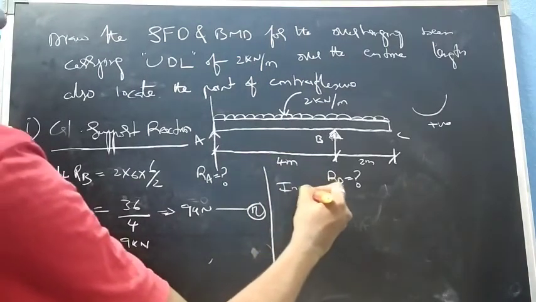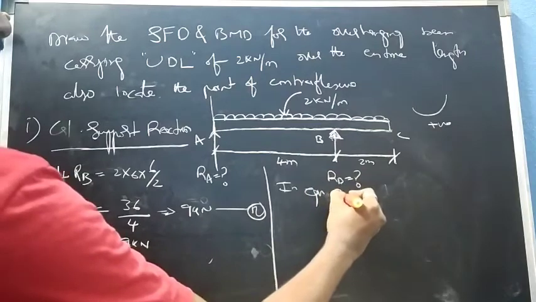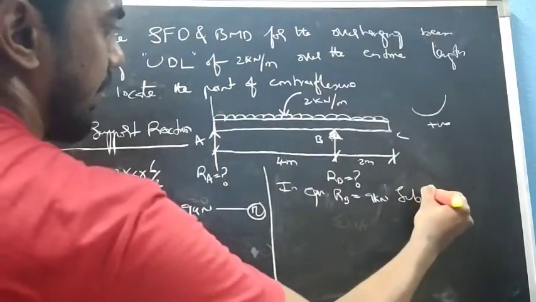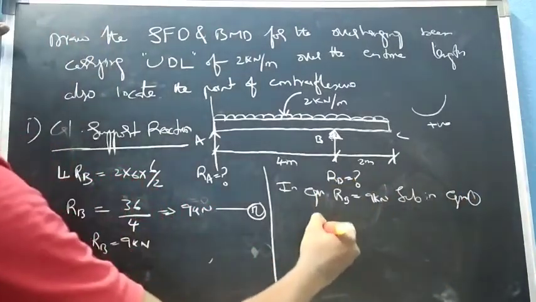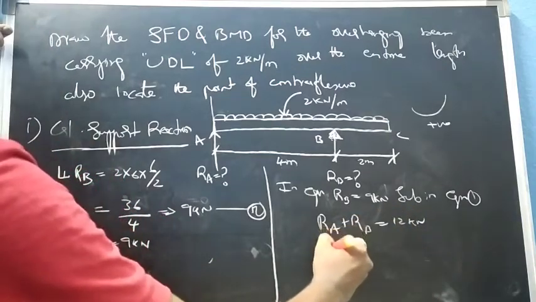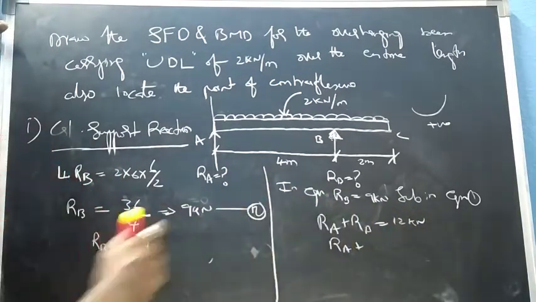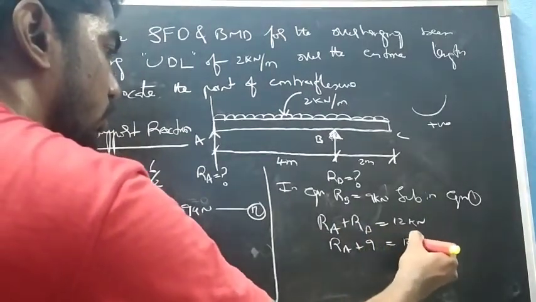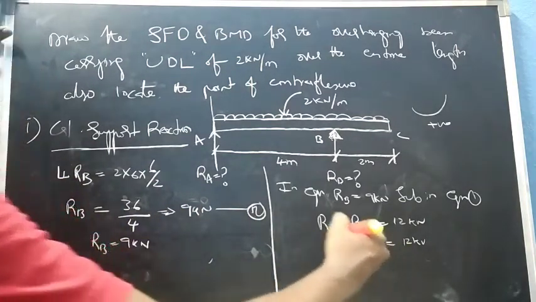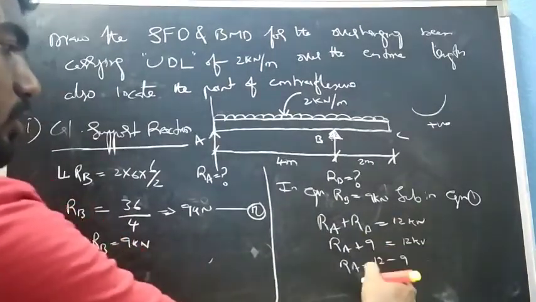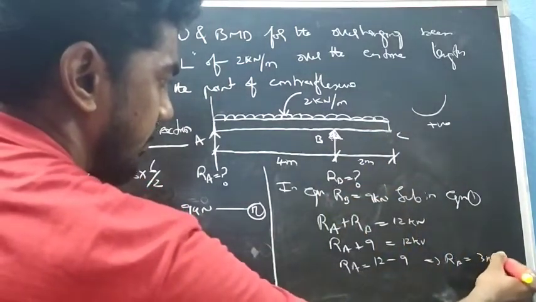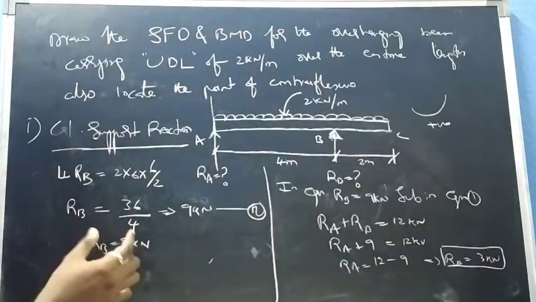So in equation 2, RB equals to 9 kilonewton. Substitute this value in equation 1, that is RA plus RB equals to 12 kilonewton. So we know RB, that is 9 kilonewton, so 9 here equals to 12 kilonewton. From here we can find RA, that is RA equals to 12 minus 9, so RA equals to 3 kilonewton. So we got the support reactions, that is RA and RB.